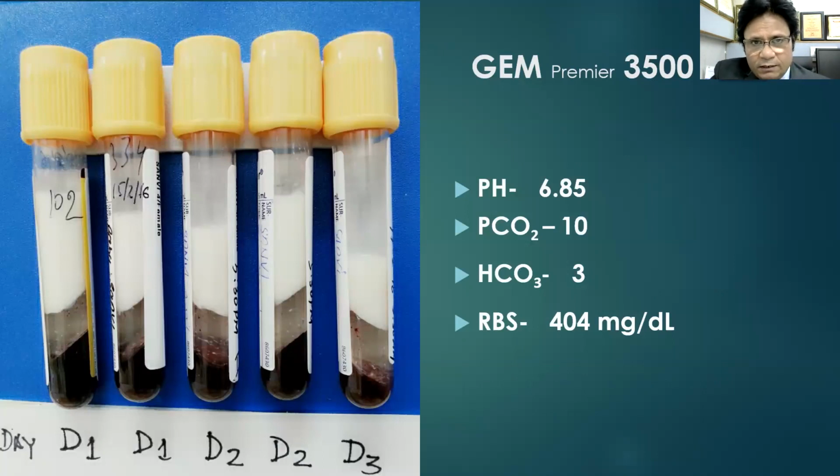So I used the blood gas analyzer and processed the sample in the machine. The results were: pH was 6.85, indicating acidosis. PCO2 was very low. Bicarbonate level was also very low. And casual blood glucose level was 404 milligram per deciliter. But I could not believe this result because all the high-end equipment failed to give me any result. So I used the conventional method.